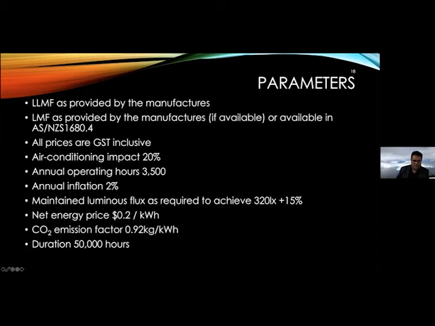I use the energy price of $0.2. That's a net energy price per kilowatt hour, and the CO2 emission was based on a factor that is actually well designed for Victoria, I would say. Victoria maybe is even a little bit worse this time, but around 1 kilogram per kilowatt hour. This is the figure you guys have in Victoria. In New Zealand, it's a quarter of that, but over there, obviously, it's a little bit more. And I focus on the duration of the test, 50,000 hours.